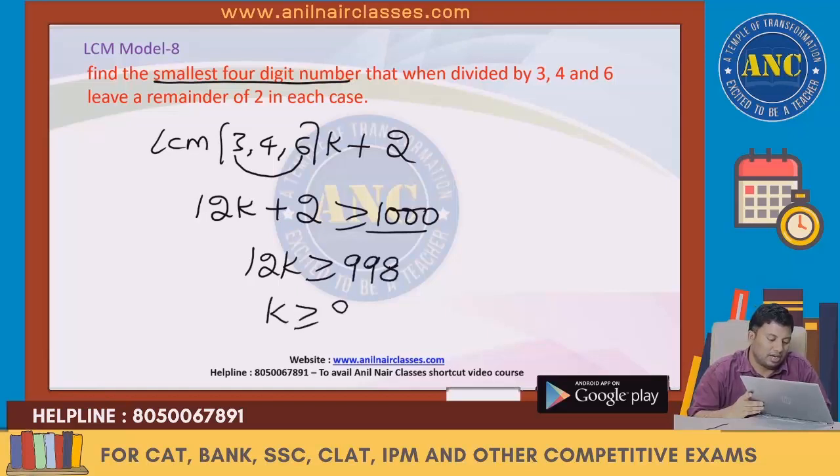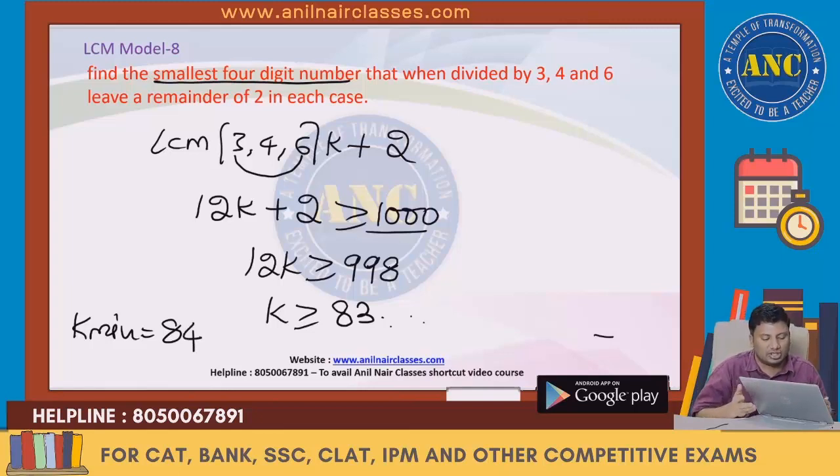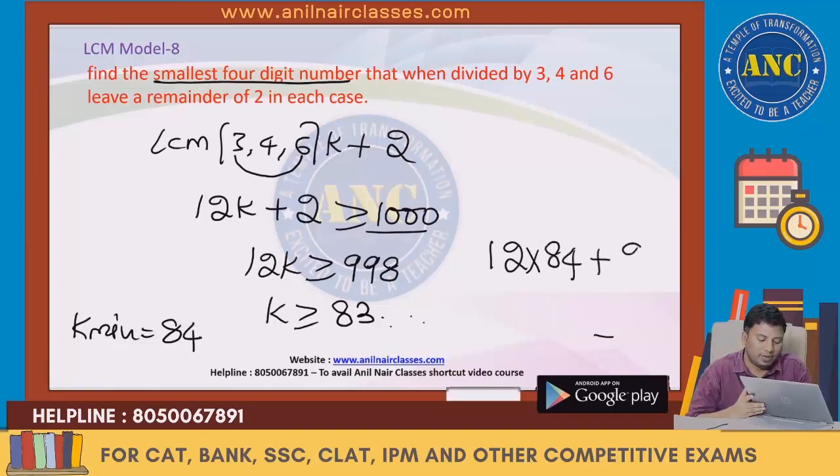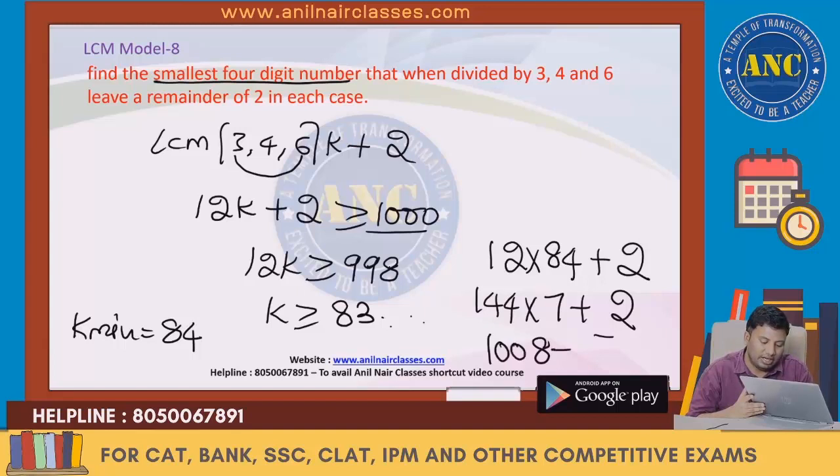K is greater than or equal to 83 point something, since 12 8s are 96. K minimum is 84. Otherwise, we will get the largest 3-digit number. So this is nothing but 12 into 84 plus 2, which is 144 into 7 plus 2. 7 4s are 28, 1008 plus 2, 1010. I hope the idea is clear.